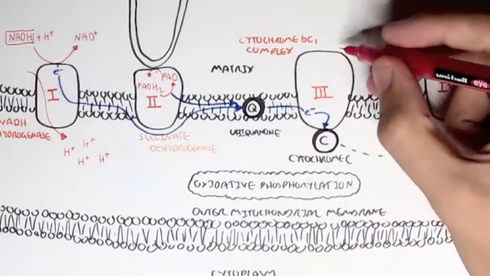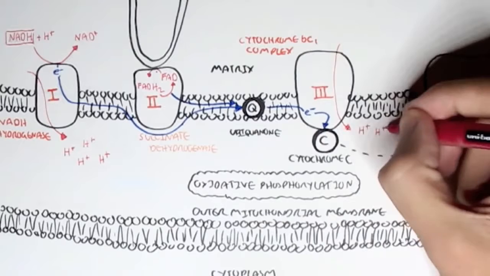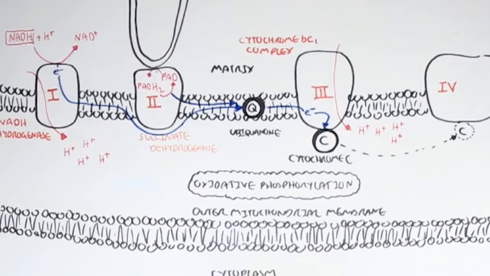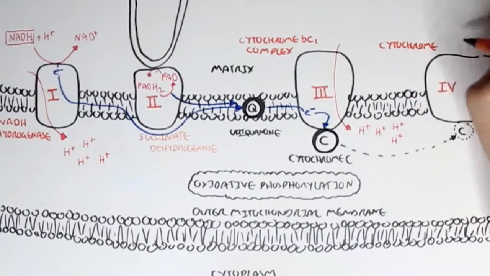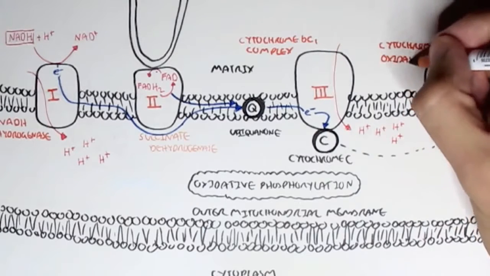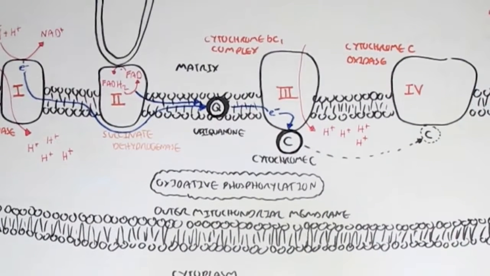And cytochrome C can travel to complex 4. Complex 3, as well as giving the electrons to cytochrome C, will also pump hydrogen ions, 4 hydrogen ions to be specific, from the matrix into the intermembrane space. Next, the cytochrome C gives the electrons to complex 4, known as cytochrome C oxidase.